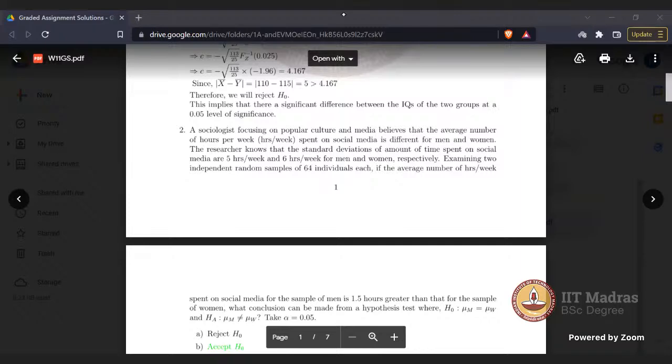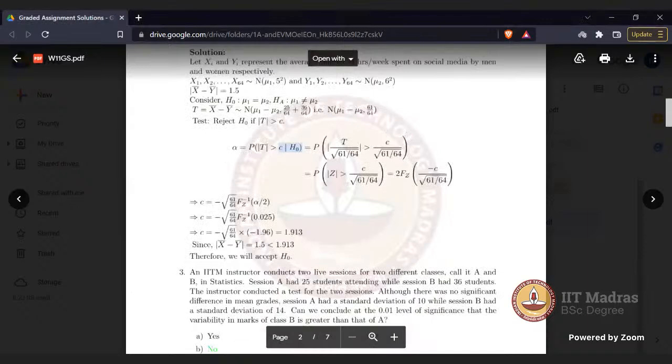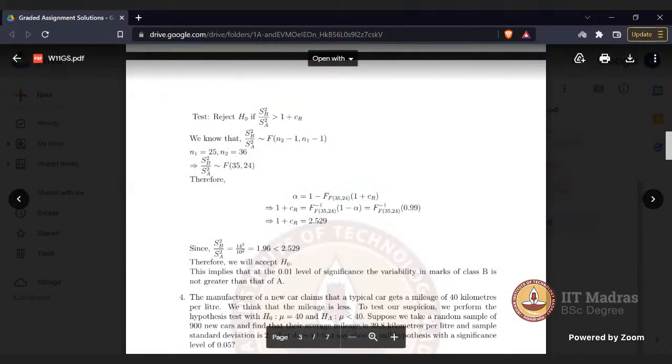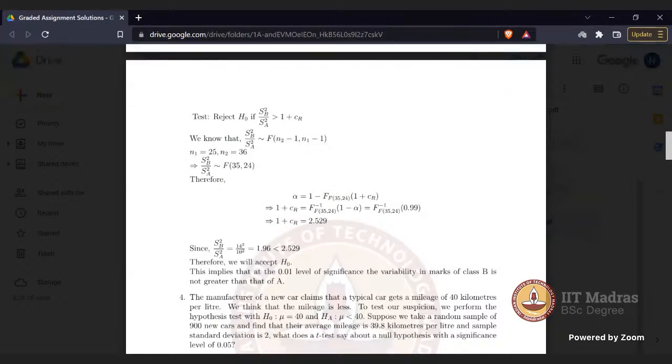Ma'am, in the same question, I have a problem: here it is taking alpha. And in the practice assignment, question number 3, I think, they are taking alpha by 2, and the formula is also alpha by 2 equal to that 1 plus here, whatever. So why here is it taking alpha, and in the practice assignment taking alpha by 2? Because there the null hypothesis is 'not equal to'. Over here, it is a greater than or lesser than thing.